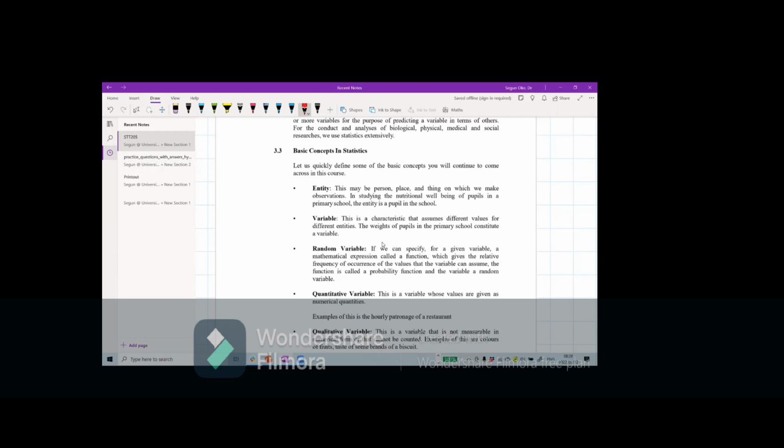Then we have random variable. The random variable is a mathematical expression called a function, which gives a relative frequency of occurrence of the value, that is, the value that the variable can assume. The function is called a probability function, and the variable is the random variable.